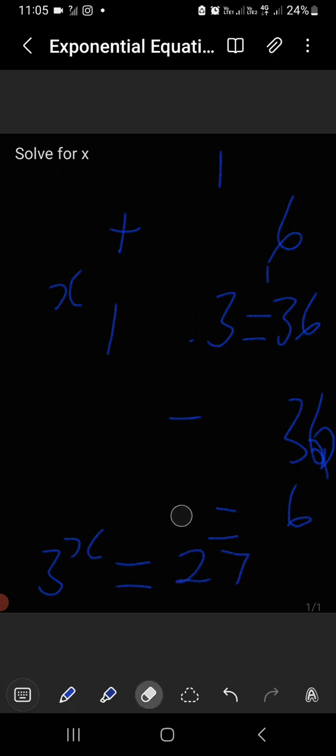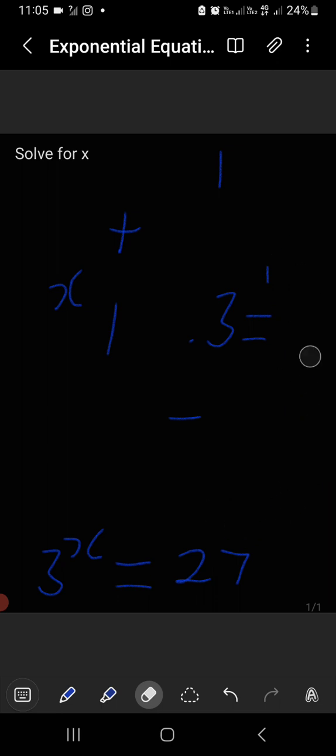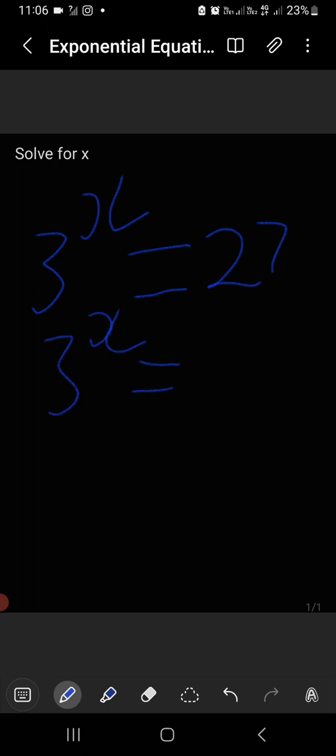So let's continue further from there. We have 3 to the power of x equals 27. From here, you can change 27 to an exponential form. 27 in exponential form will be 3 to the power of 3. If you're using the calculator, just type 27, shift, factor, then automatically it will change to 3 to the power of 3.